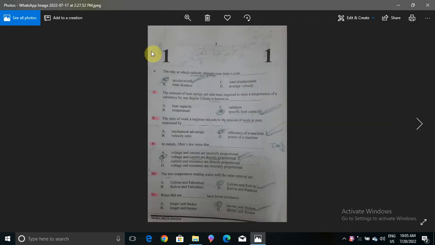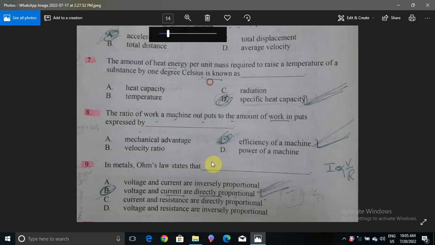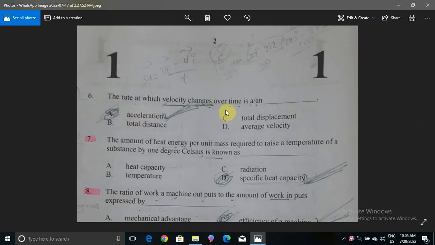Now let's go for the next question, which is question number six. The rate at which velocity changes over time is what? Acceleration, total distance, total displacement, or average velocity? Of course it will be acceleration. Why? Because there is a formula for acceleration that says final velocity minus initial velocity over time taken.